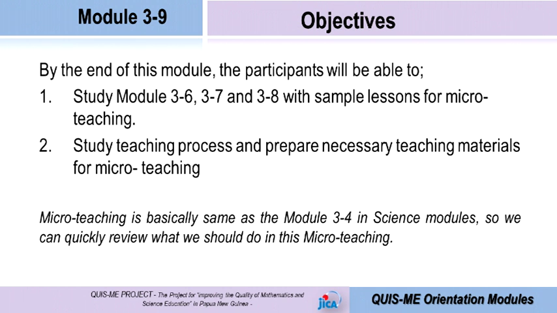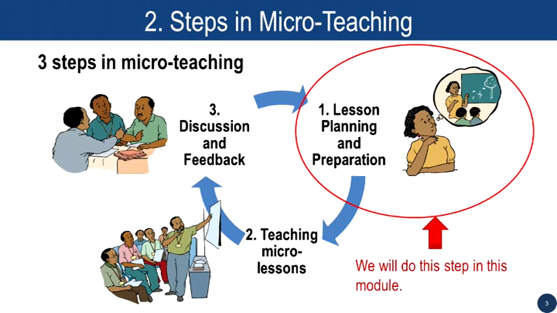Micro teaching is basically the same as Module 3.4 for the science module, so we can quickly review what we should do in micro teaching. There are about 3 steps in micro teaching: lesson planning and preparation, which we will do in this module. The other 2, teaching micro lesson and discussion and feedback, will be in the next module.